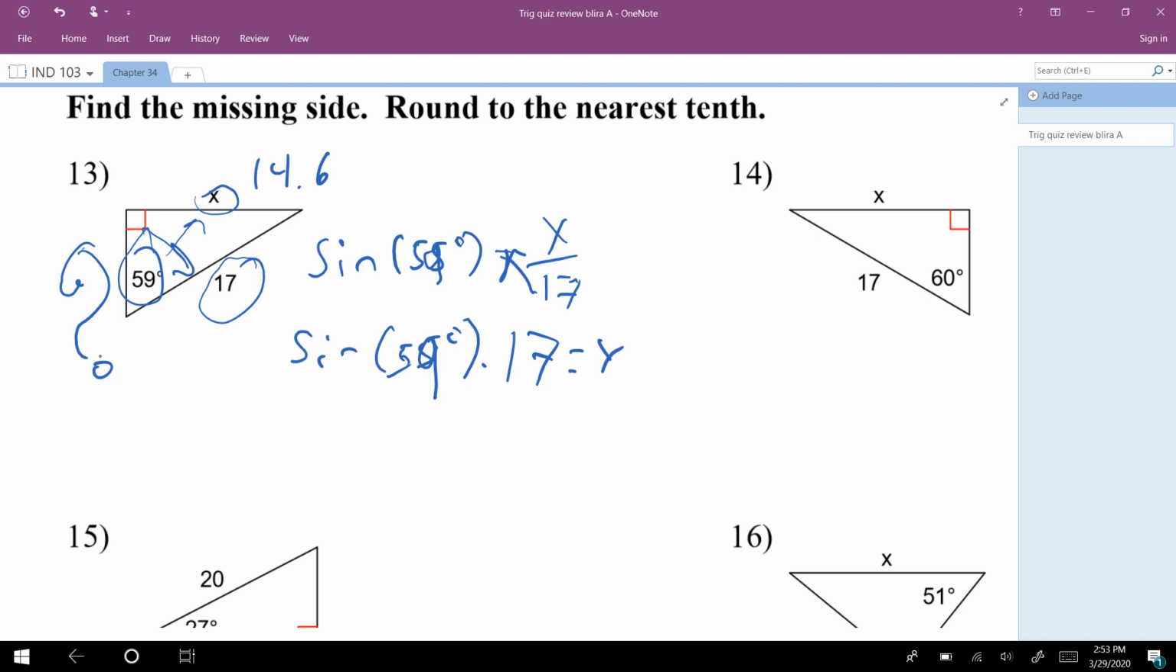All right, so let's look at 14. Everybody pause your video, erase, or write down notes while I erase.